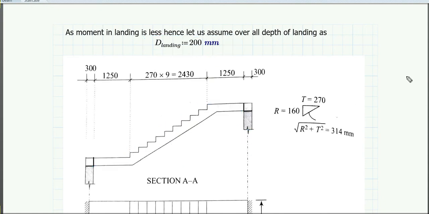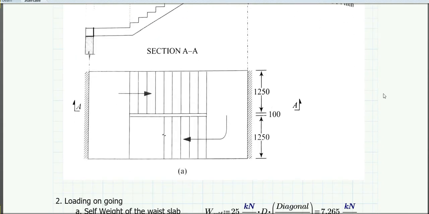Whatever I have discussed already is shown in graphical manner. This is the support 300, this is 300, this is 1.25, this is 1.25, and here you can see 270 into 9 is 2430 mm. So this is the total diagram of our staircase, and this is the diagonal. This is the plan section. I think there is nothing to describe here.